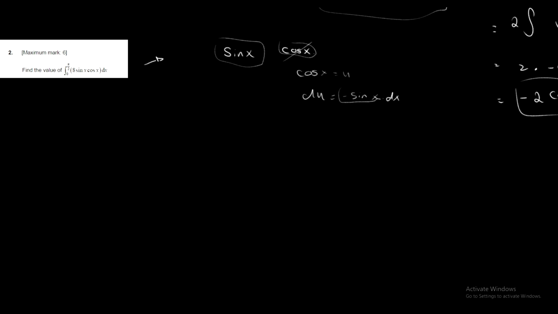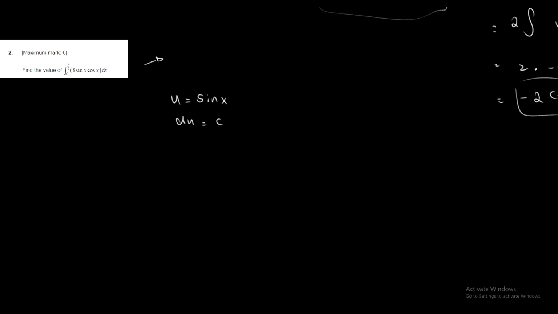You see, now you're working with a negative, which just gives you a higher percentage chance of making a mistake. So in this particular case, I'm going to set sine x equal to u. Okay? Then we have du, which is cosine x times dx. And then I can just divide both sides by cosine x. That gives me dx.